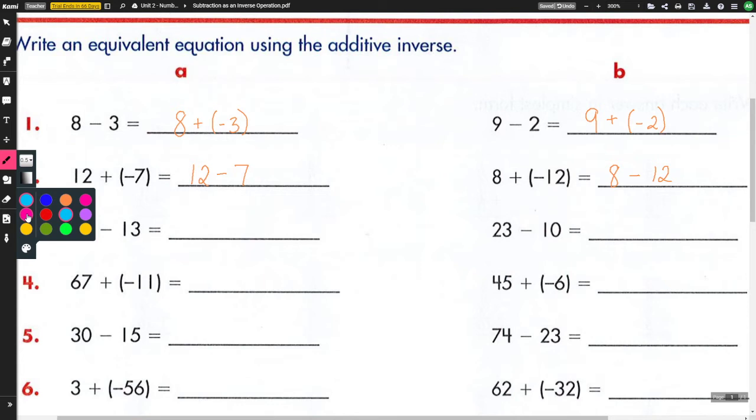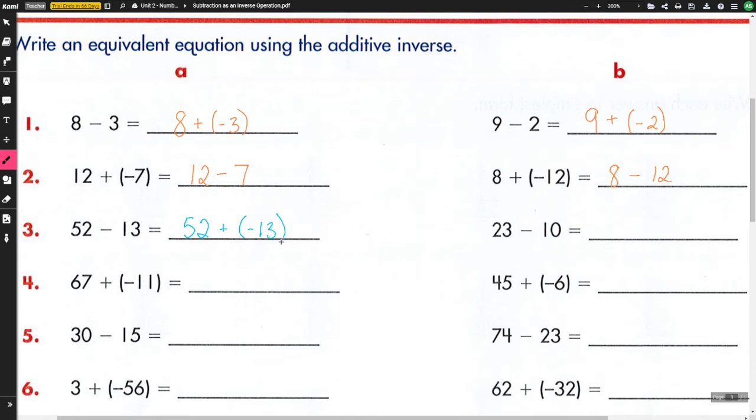Okay, let's do this again. We have 52 minus 13. 52 stays the same. The minus sign we change to addition. And the 13 changes to negative 13. We add the opposite again, so we have 23. We change to addition. And the opposite of positive 10 is negative 10.